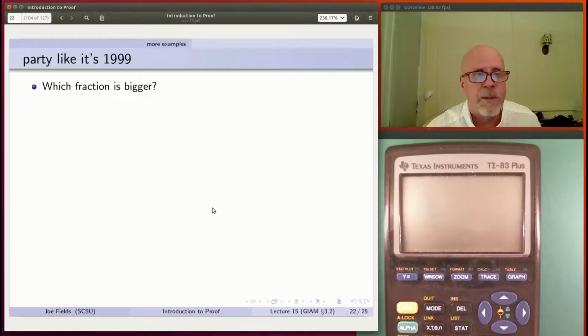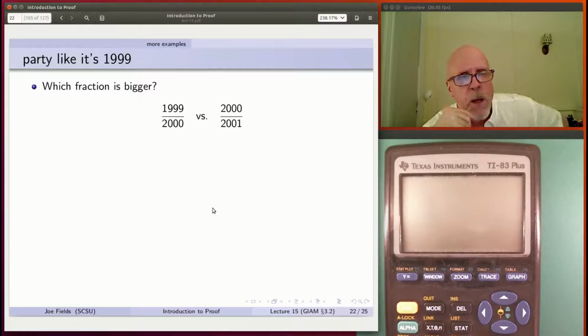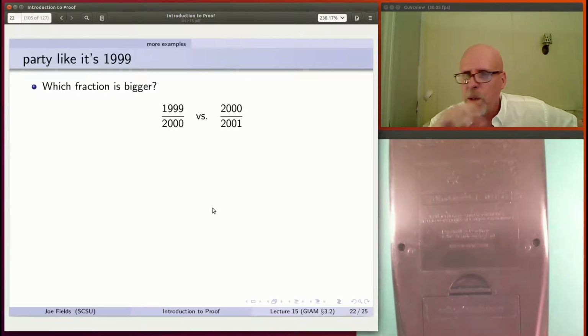recreational problem. This is a great problem to bring up in a math club and get people to work on it. What's the bigger fraction? 1999 over 2000 or 2000 over 2001? And sorry, no calculators. You have to do this with your brain, not with calculators.